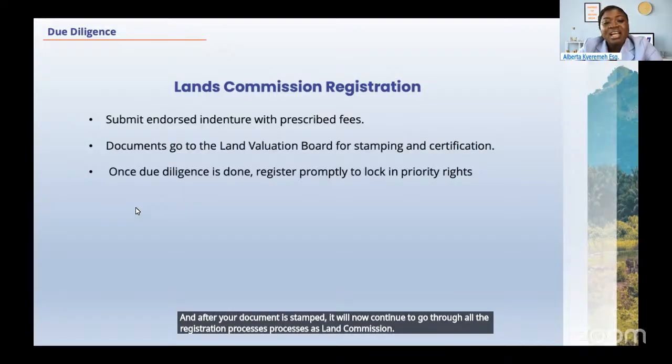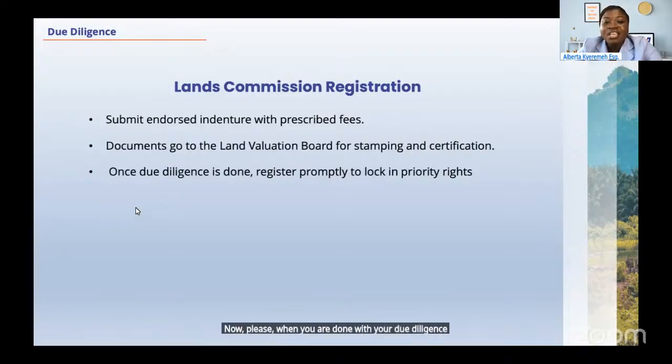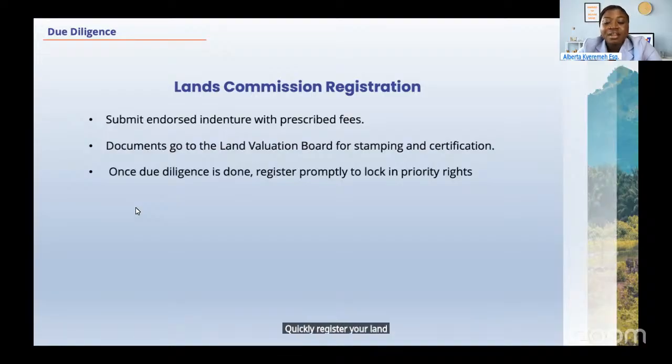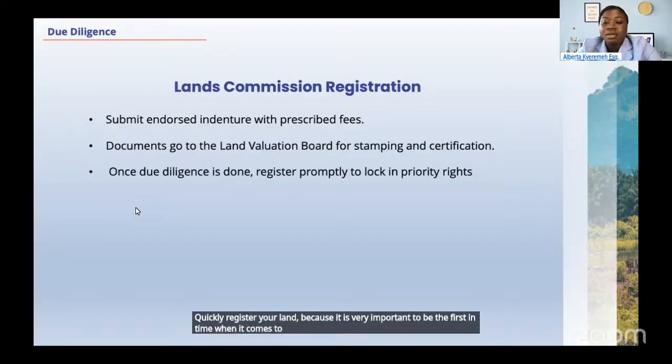Now, please, when you are done with the due diligence search, you need to quickly register your land, if there are any issues or red flags that are determined. Quickly register your land because it is very important to be the first in time when it comes to claiming title or disputes.